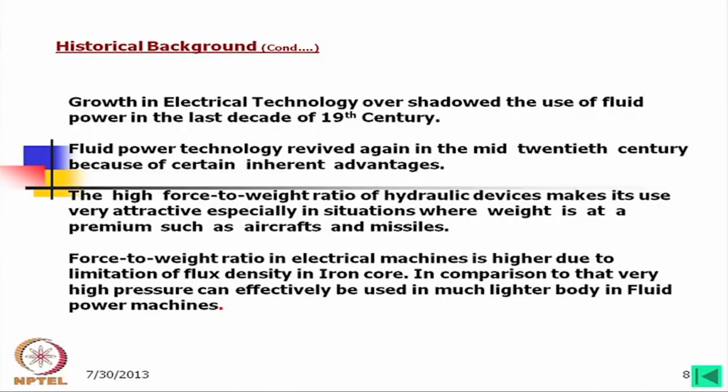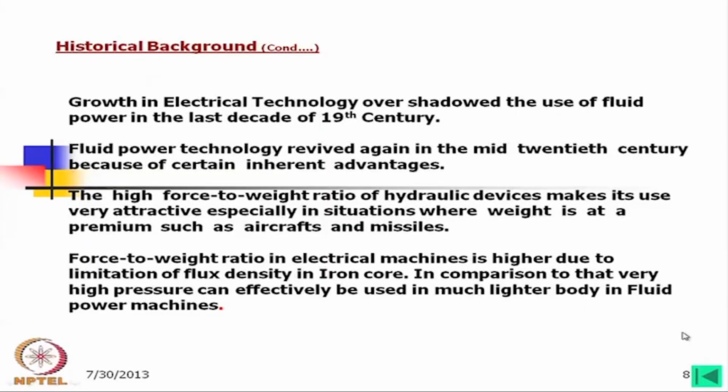Force to weight ratio in electrical machine is higher due to limitation of flux density in iron core. If we would like to generate a torque, we have to increase the flux density in an iron core, but it has its own limitations. So, if we consider flux density versus the weight, that can be comparable to force to weight in case of hydraulic machines.